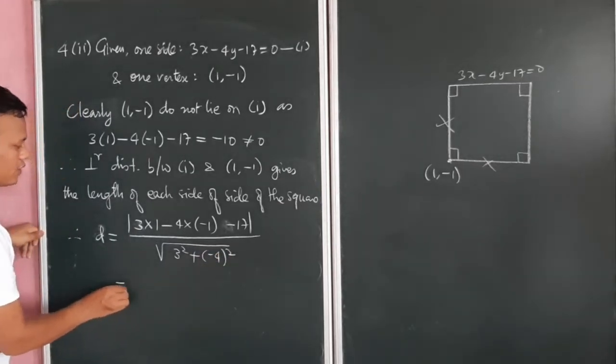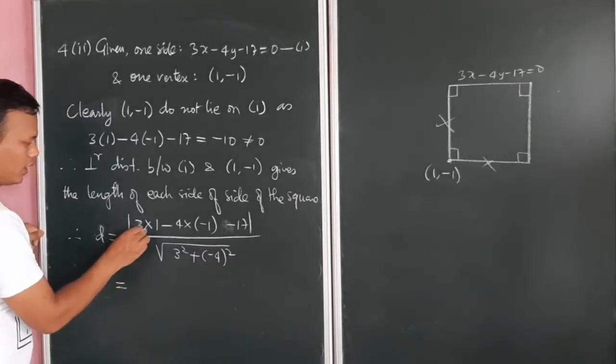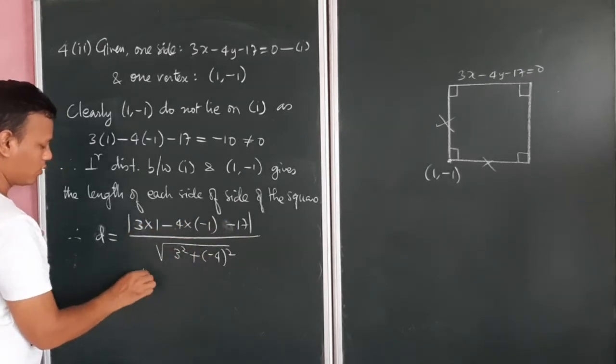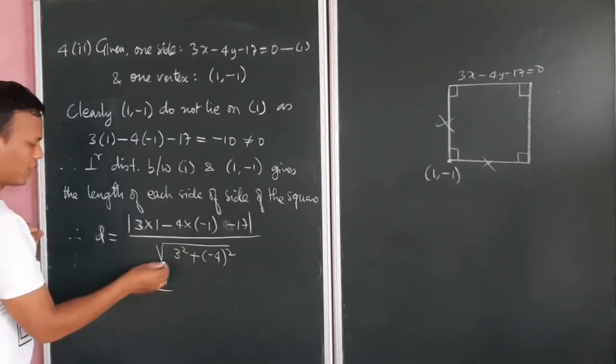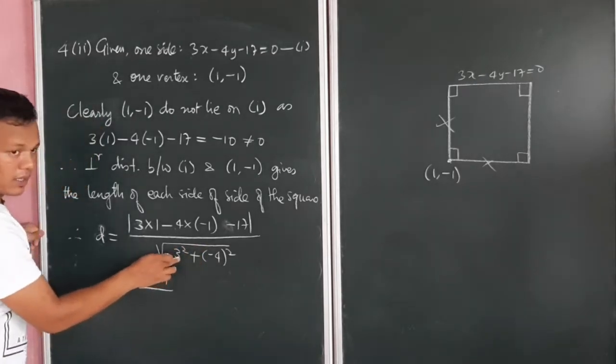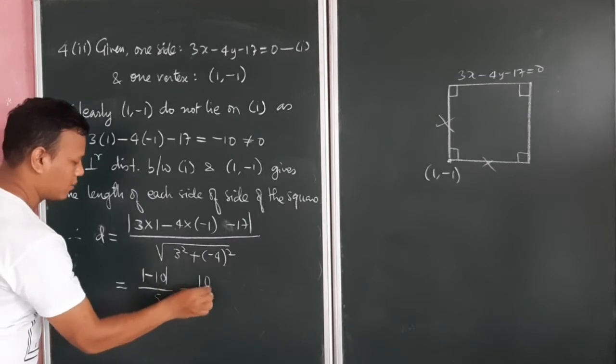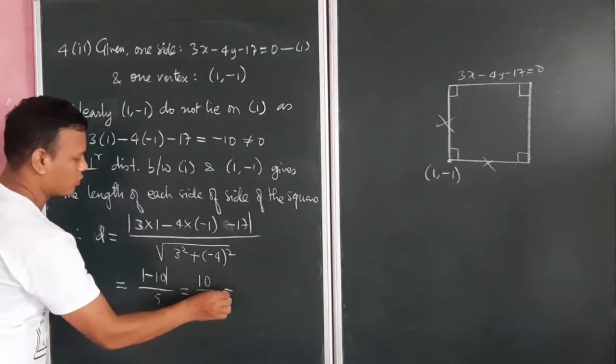Okay, so let's quickly calculate this. So this turns out to be 3, this is plus 4, so 3 plus 4, so this is minus 10, so minus 10 whole divided by this is 9 plus 16, 25, square root of 25 is 5. So this turns out to be 10 by 5, which is equal to 2.